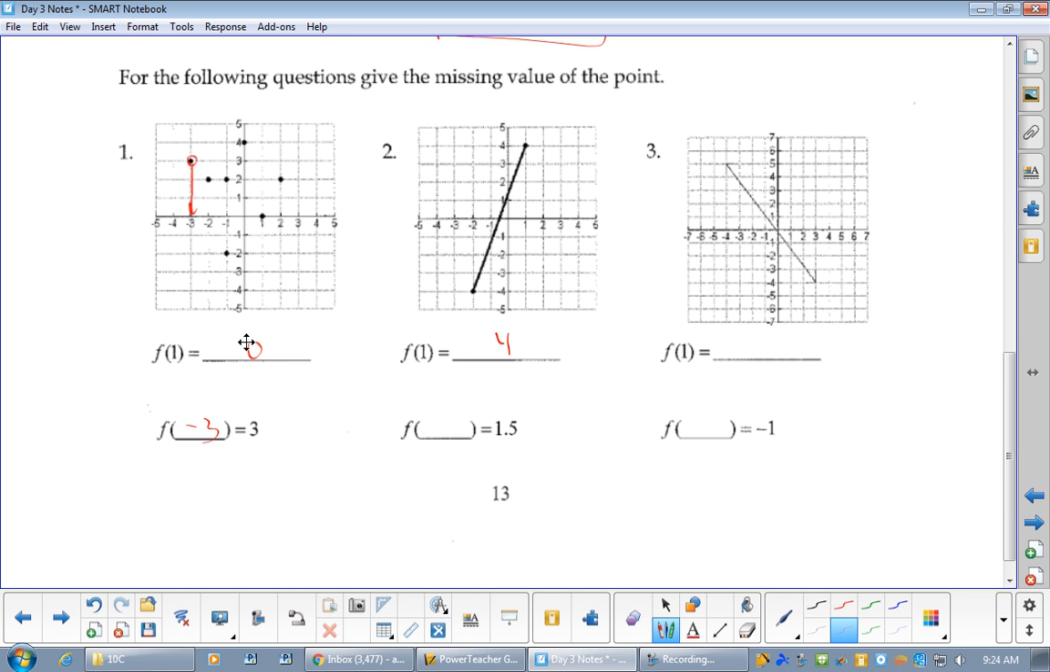Okay, whoa, 5. See, here's 1.5, you guys, right here. So I'm saying f of 0 would equal 1.5. You can't get your y's and x's mixed up. What's up? Can you say f of something if it's not a function?